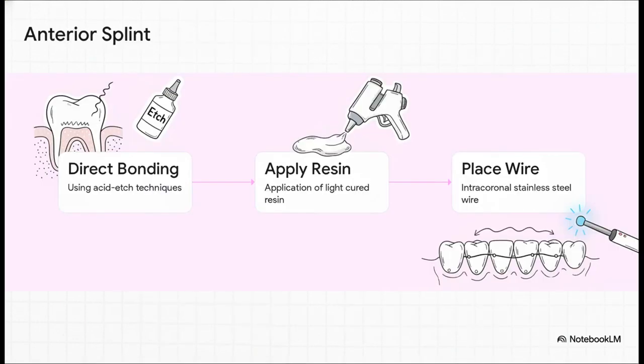Okay, imagine you're in the clinic right now. Here is your step-by-step workflow for a super common procedure, the temporary anterior splint. Step 1. You use a direct bonding system with standard acid etch techniques on your target teeth. Step 2. Apply a light-cured resin. Step 3. Place an intracoronal stainless steel wire right into the slots you've prepared, locking the teeth together, and then cure the resin. Boom! It's a simple, economical, and highly stable design when executed correctly.